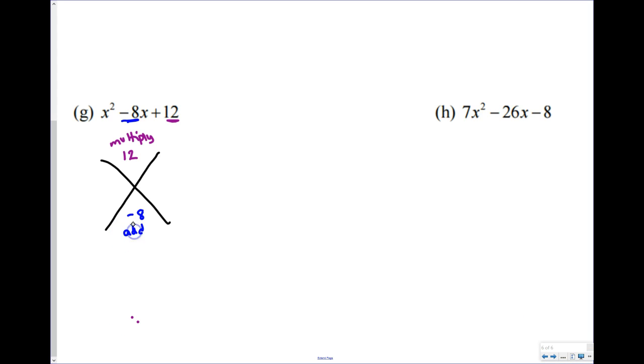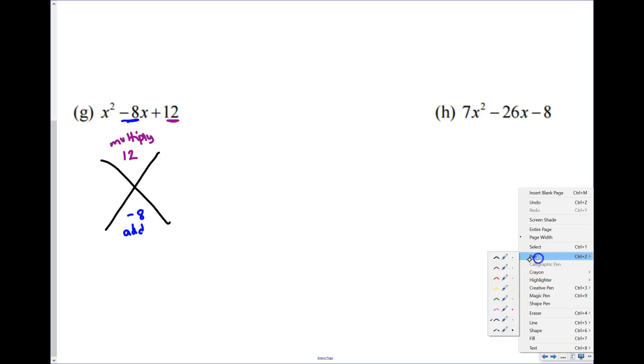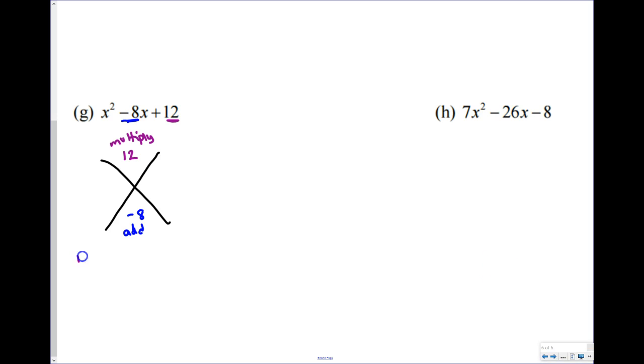Okay. Now I'm going to list my 12 over here. What are some factors of 12? There's a lot. 1 times 12. 3 times 4. 2 times 6, and I think that's it.